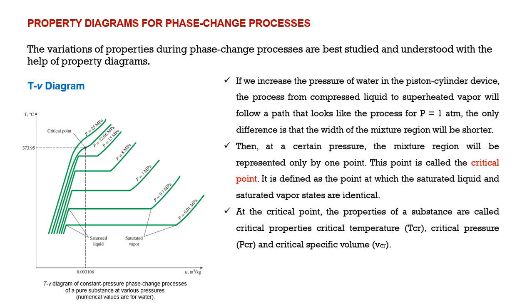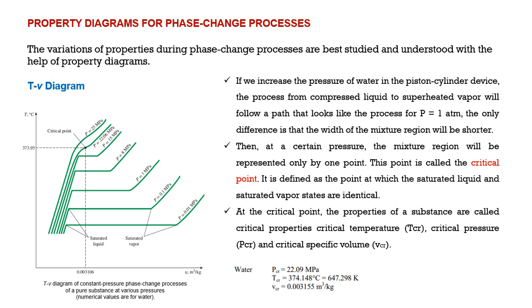It is defined as the point at which the saturated liquid and saturated vapor states are identical. At this critical point, the properties of the substance are called critical properties. The temperature at the critical point is called the critical temperature, the pressure at the critical point is the critical pressure, and the volume at the critical point is the critical specific volume.